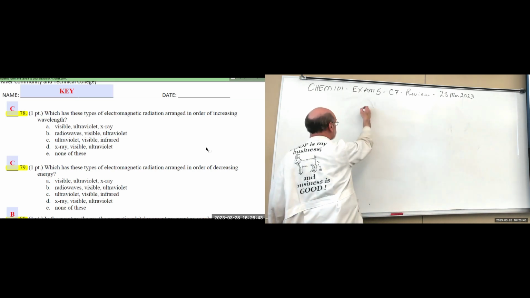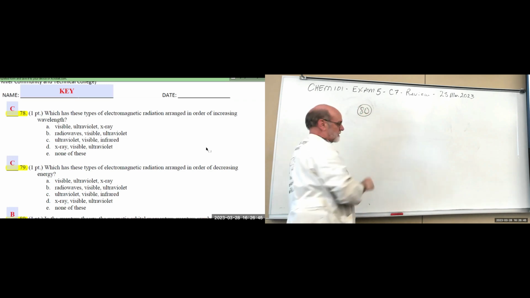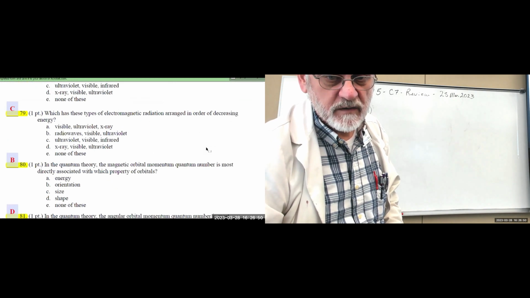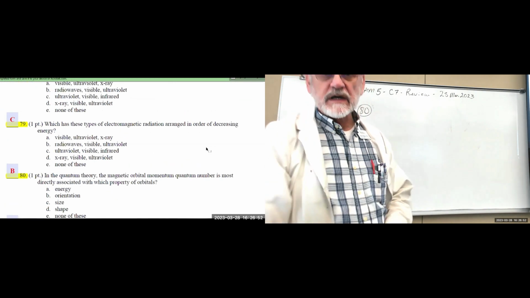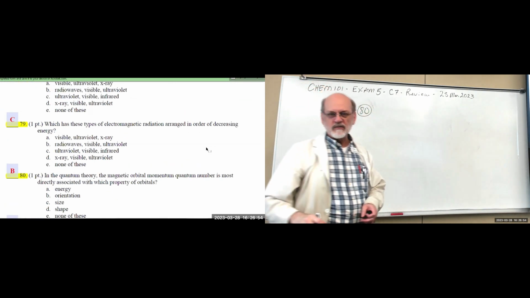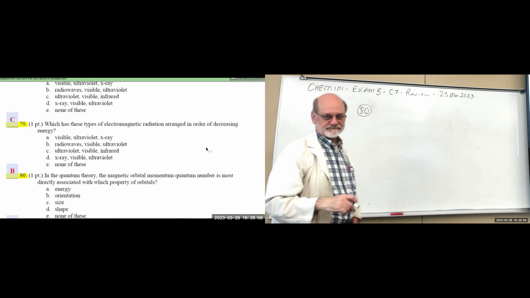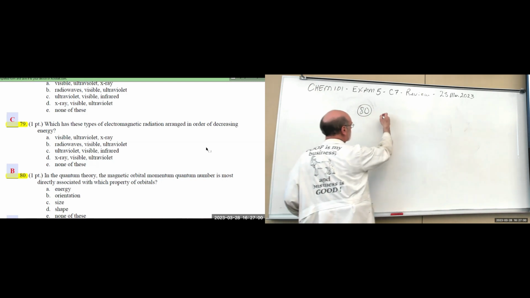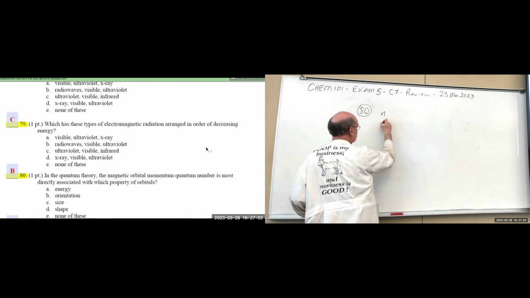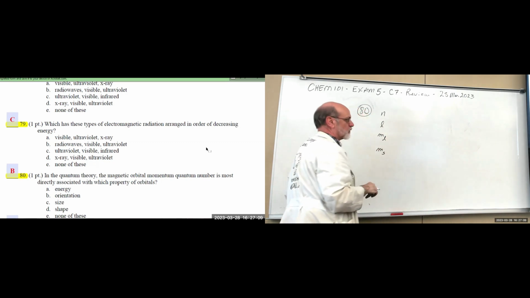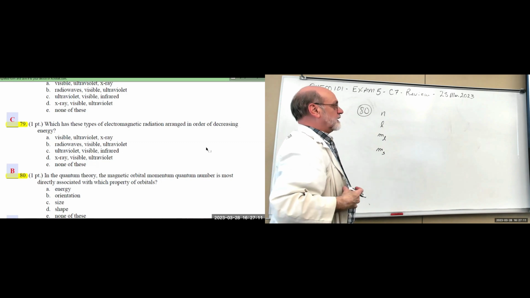Yeah, we're going to do 80. There we go. In the quantum theory, the magnetic orbital momentum quantum number is most directly associated with which property? All right. So we got n, l, m sub l, and m sub s. What are these associated with?